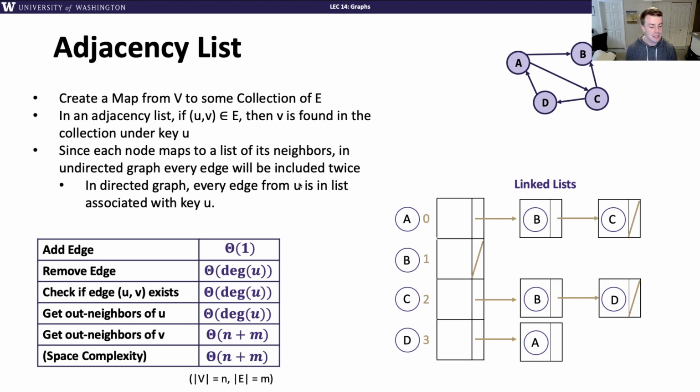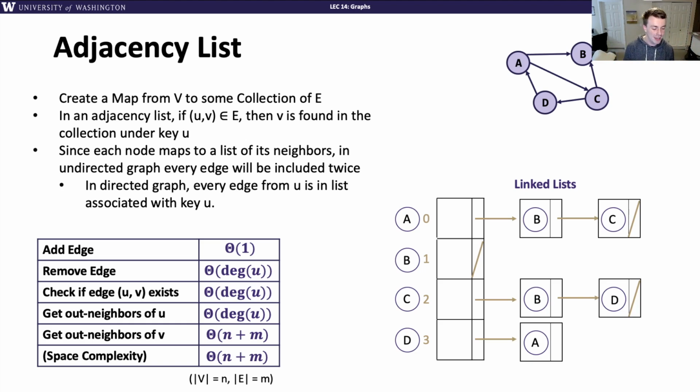How much space does this take up? This also takes up n plus m space. You need an array of size n to store all of the buckets, and then you need to store a linked list or something. In total, those links, there's going to be m of them because each node in those links represents a single edge. So in total, there will be m.